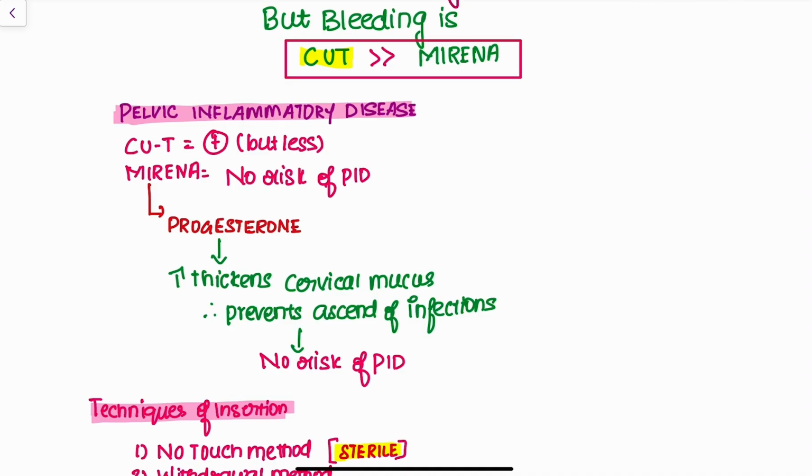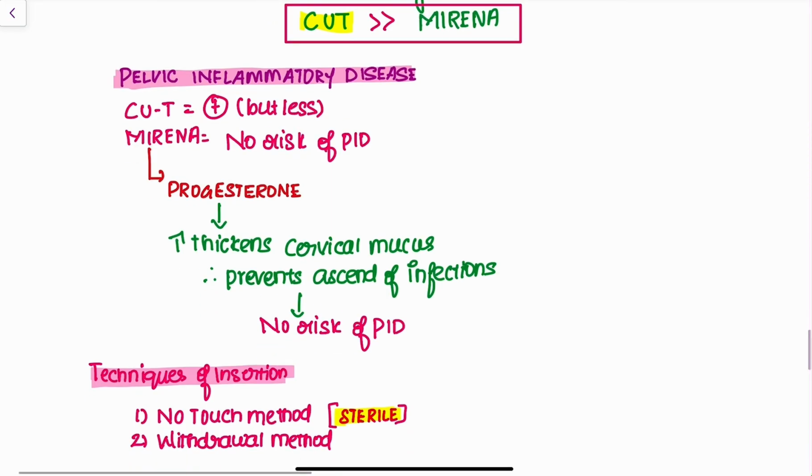Clear? Yes. And now, what about the risk of pelvic inflammatory diseases? The chances of pelvic inflammatory disease with respect to copper T is present, but it is less compared to MIRENA, right? So the risk is present, but it is very less. But what about MIRENA? MIRENA has no risk of pelvic inflammatory disease.